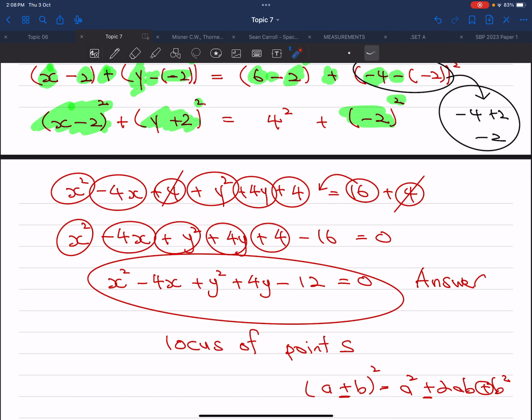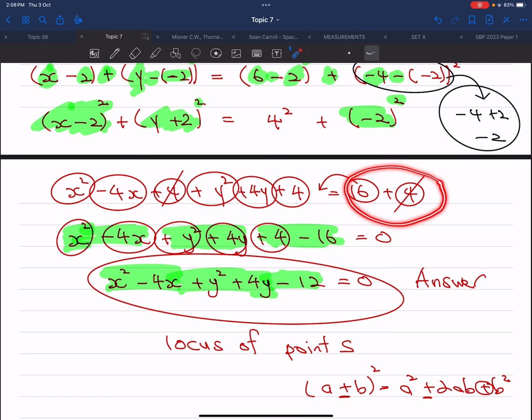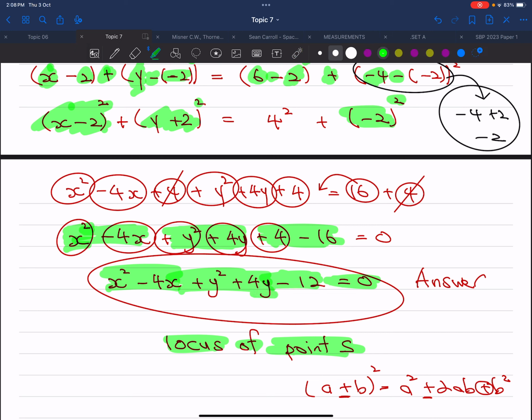So now we have x square minus 4x, y square plus 4y, 4 minus 16, negative 12. Since we have transferred everything from right to left, of course this is 0, which is equal 0. So our locus for point S is x square minus 4x plus y square plus 4y minus 12 equals 0, which is our answer.